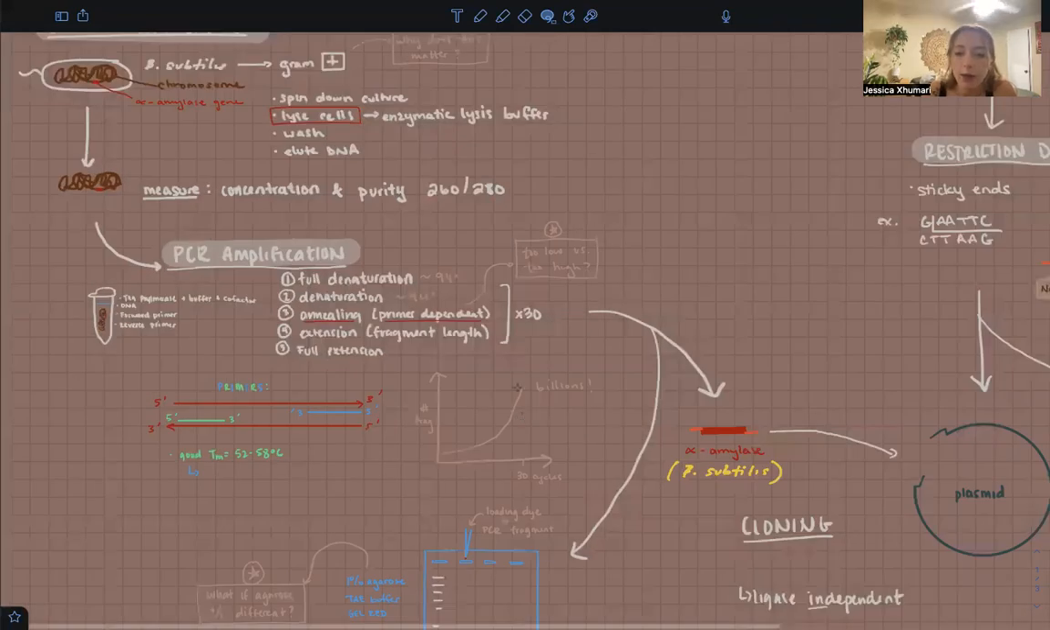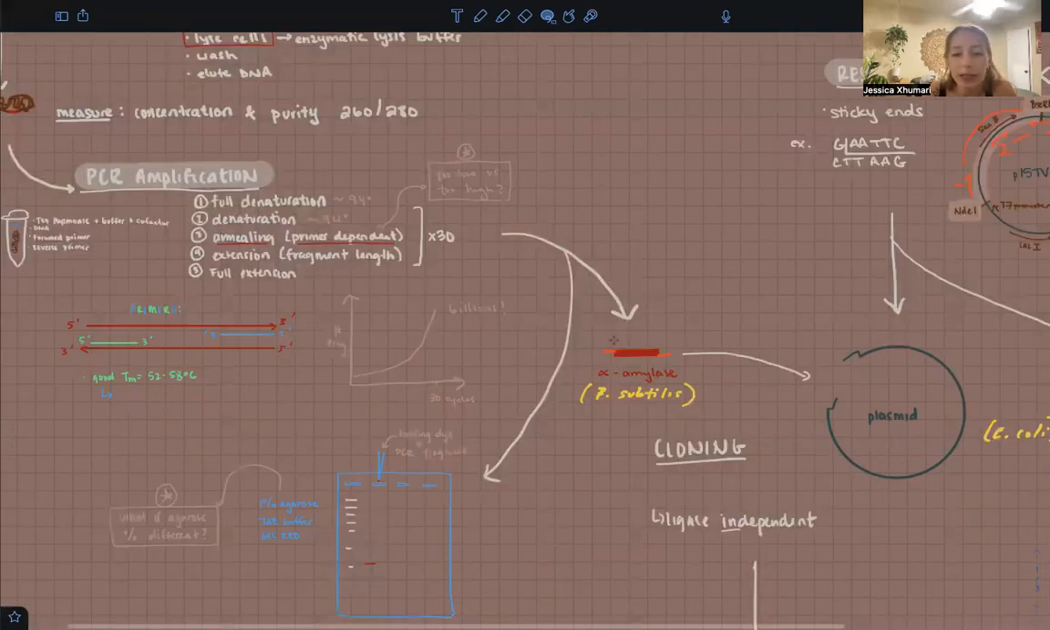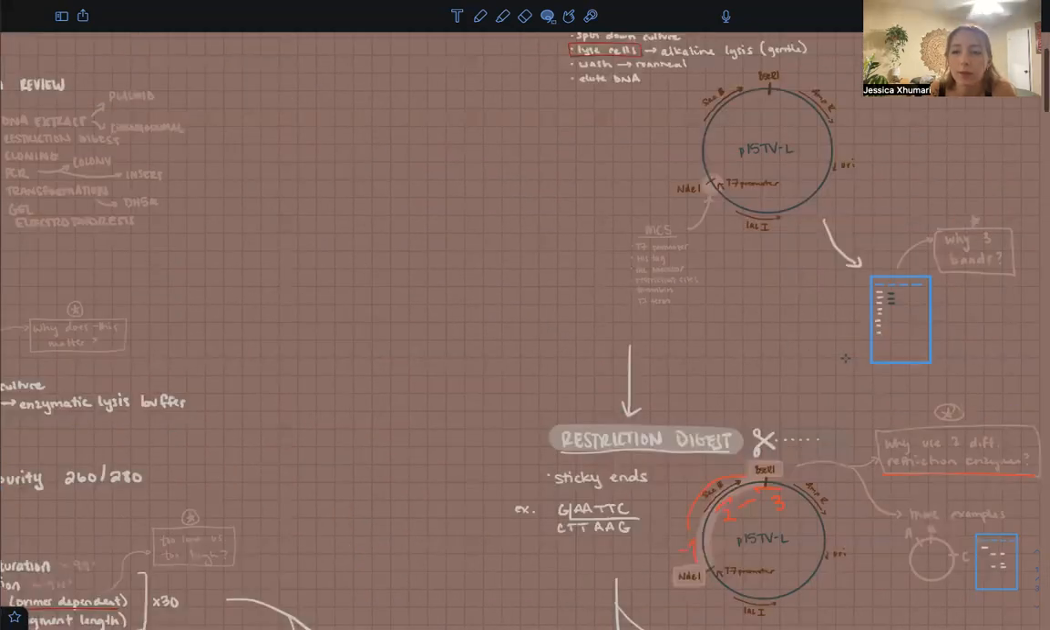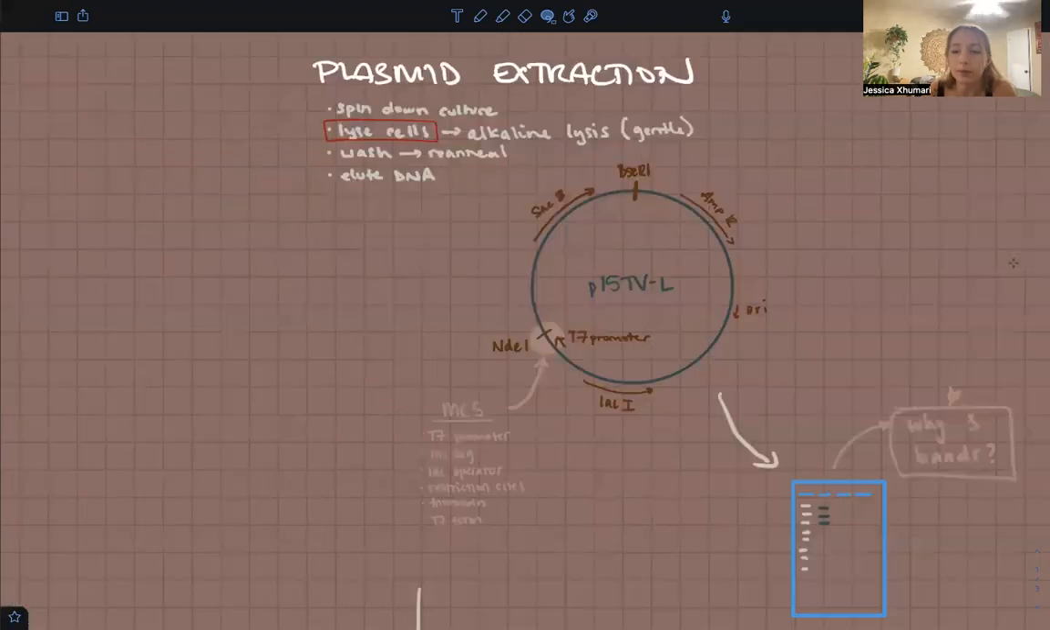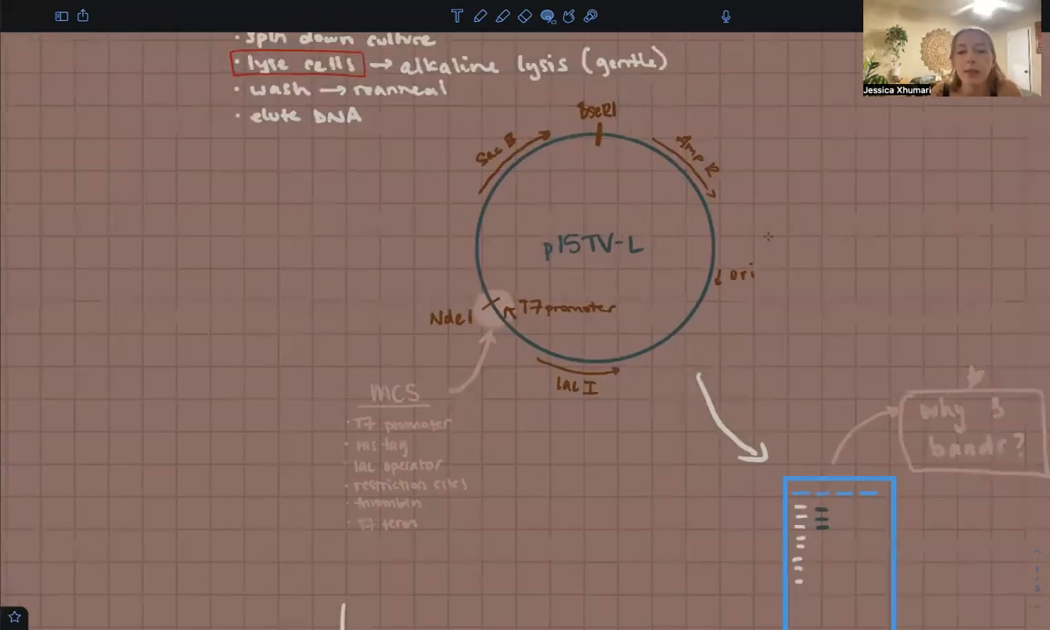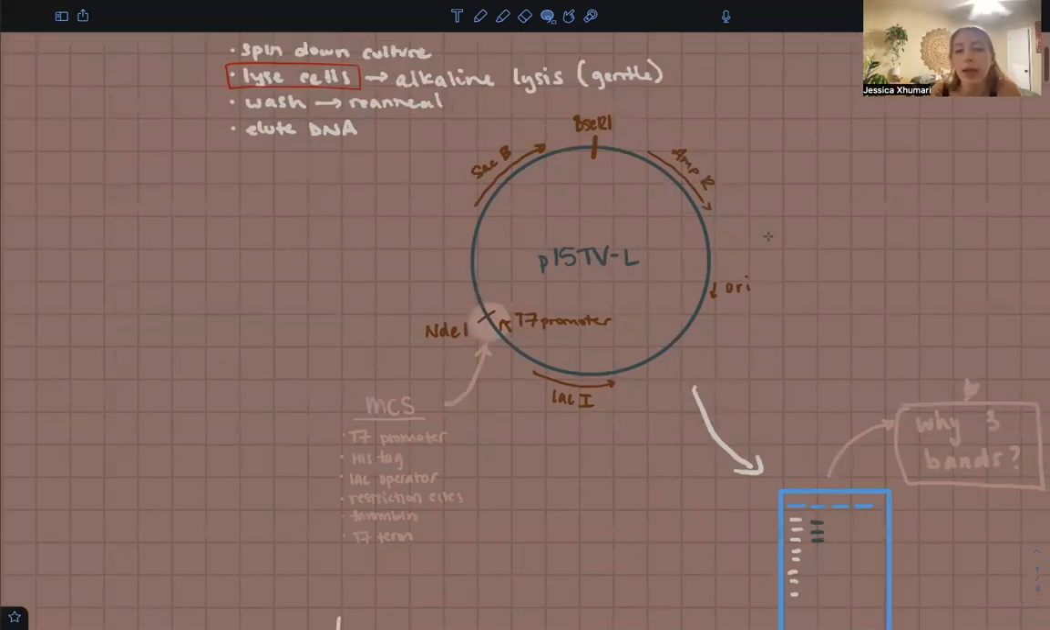So we have our amplified inserts that we're ready to insert into our plasmid. Where did our plasmid come from? Let's see over here. Here we have extracted our plasmid through plasmid extraction, and this plasmid contains some very important components. We have our SacB, which is our counter-selector gene. We'll be talking more about that. Our ampicillin resistance is our selection gene.